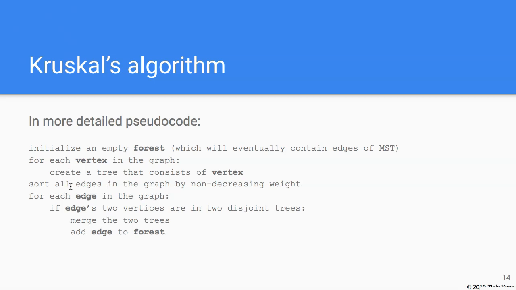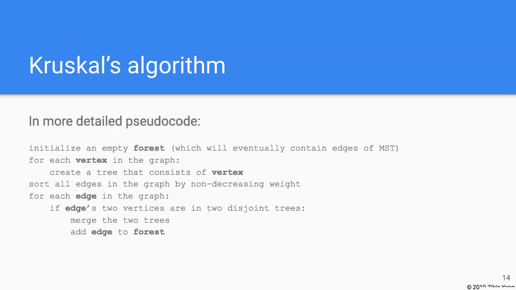All right, and then here comes what we do with the edges. How do we find the safe edges? We sort all the edges by weight. Then we go through all the edges in the order that they're sorted, which is to say in increasing, or non-decreasing, order. Each edge has two vertices, right? If those two vertices are in two different trees, then we merge the two trees and add the edge to the forest. Otherwise, we just throw away the edge and move on to the next edge.